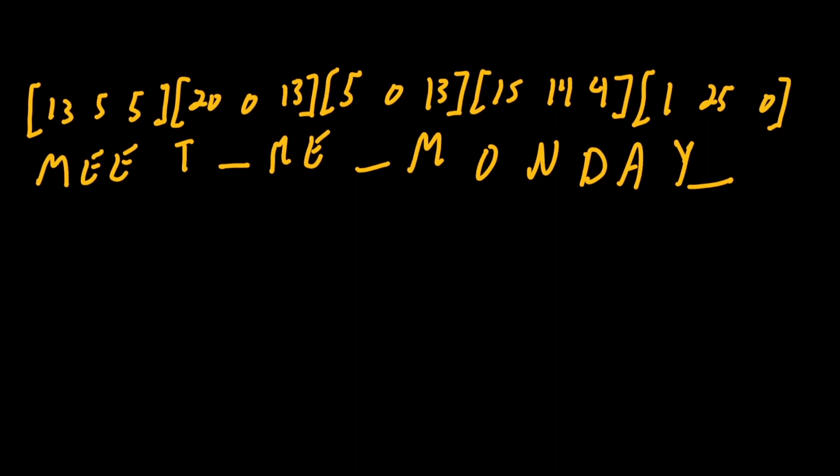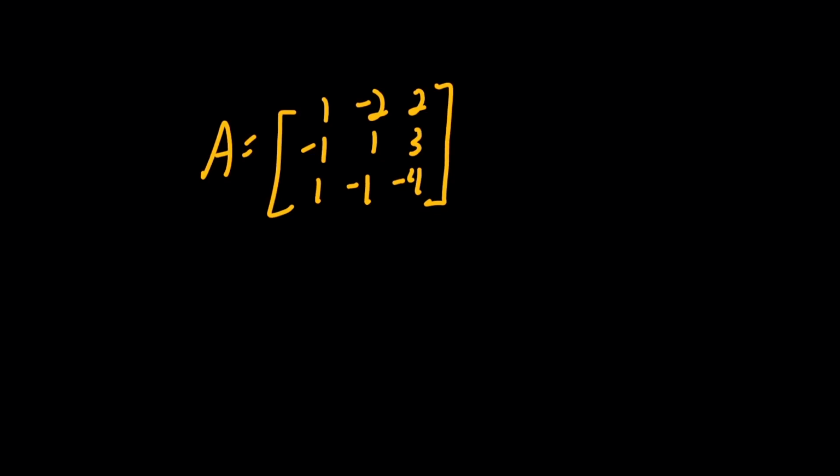So we know how to form uncoded row matrices. That's what we just did. Now what about when it comes to encoding a message? So let's say we're given this invertible matrix. How can we use this to encode the message "Meet me Monday"?